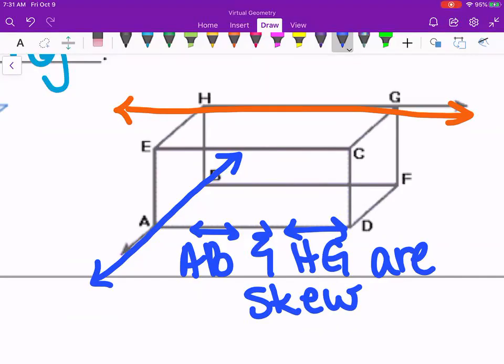But again, neither could also be two lines that are on the same plane that do cross, they just don't do it at a 90-degree angle. They don't become skew until they go to two separate surfaces or two separate planes.